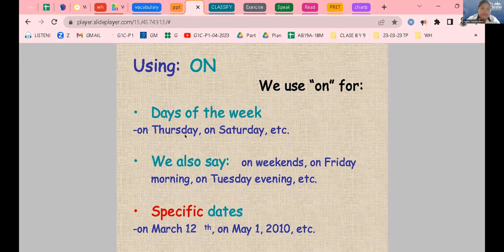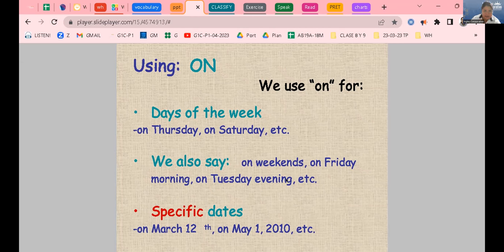I'm going to visit the client on Wednesday. We also say on weekends. On weekends, we have a party, right? On Friday morning, I have to send the report to the customers or to my boss. On Tuesday evening, I need to talk with an important company, right? So this is related to parts of a specific day.